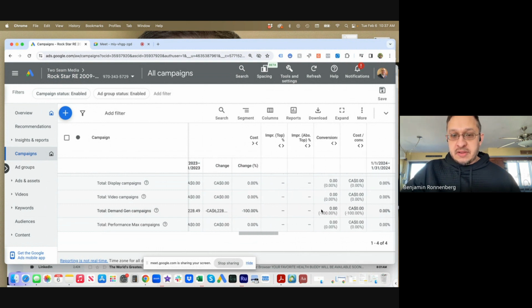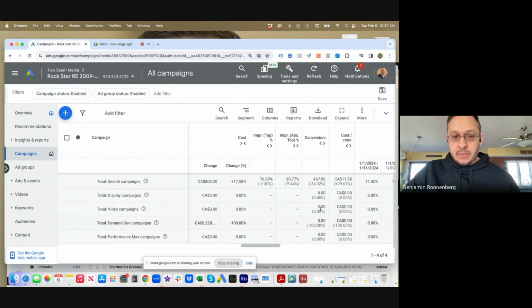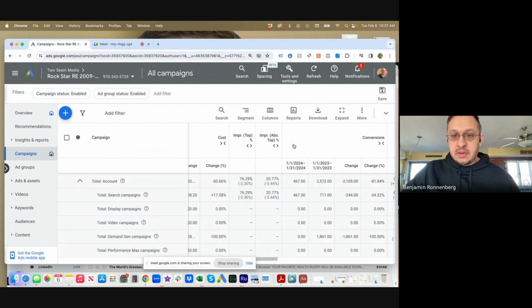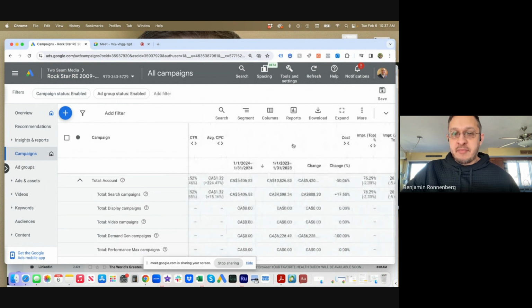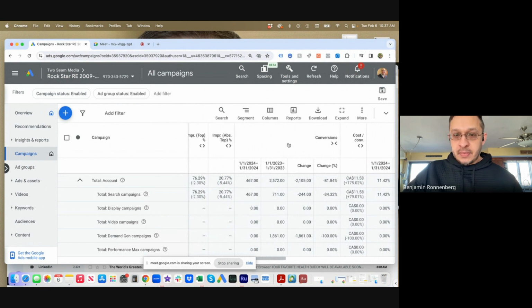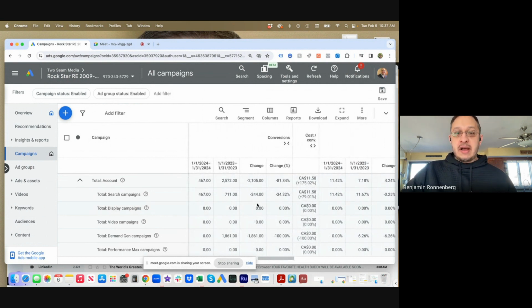Let's scroll to the right a little bit. Let's look at conversions now. So I'll click that one. And I can have multiple of these columns expanded, it just means you have to scroll more. So if I'm on conversions now, I'm looking at total account. In Jan of 23, we did 2,572 conversions. Jan of 24, we did 467. So a big drop, down 81%.